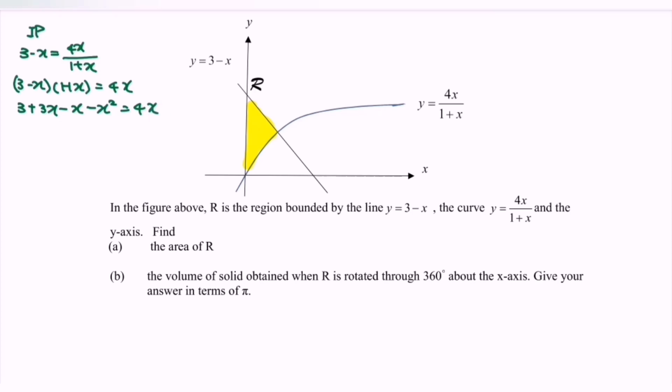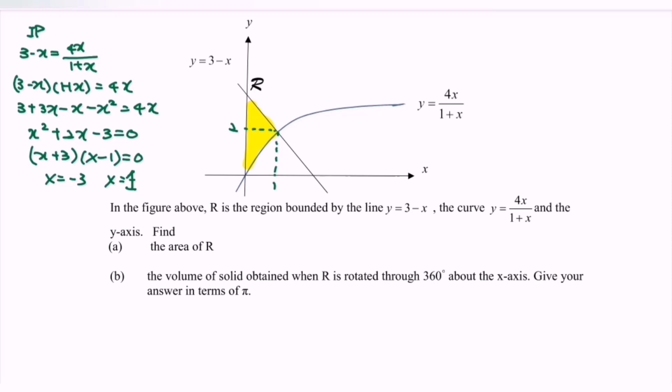Rewrite: we have x squared plus 2x minus 3 equals 0. So (x plus 3)(x minus 1) equals 0. So x is equal to negative 3, or x is equal to 1, since negative 3 is rejected. So in this part, here will be the 1. So when x is equal to 1, y is equal to 2. So that will be the intersection point, (1, 2).